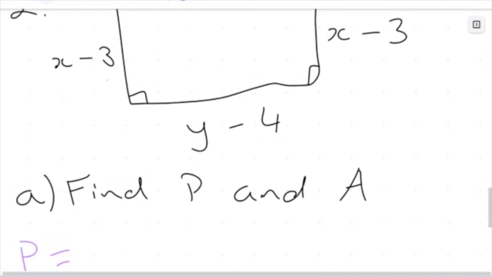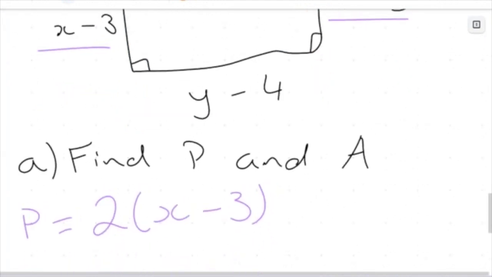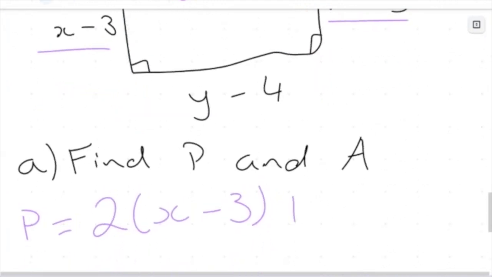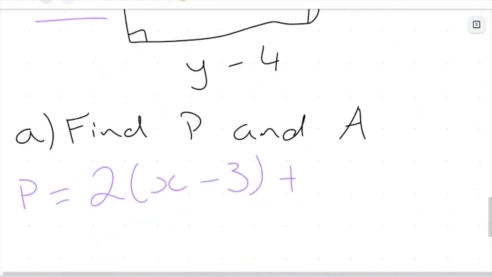Or I can also say this is just 2 lots of x minus 3. This is just taking that immediate abbreviation shortcut. I have 1 and 2 lots of my x minus 3 length. I'm going to do that here. And to that, I'm going to add 2 lots of y minus 4 because I have 1 and 2 lots of y minus 4. So plus 2 lots of y minus 4.